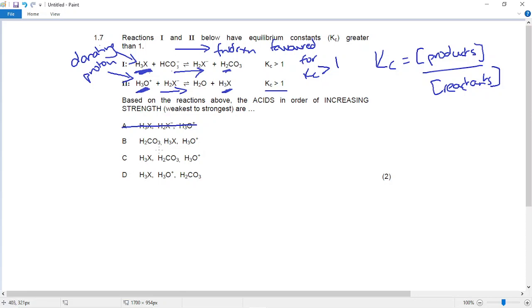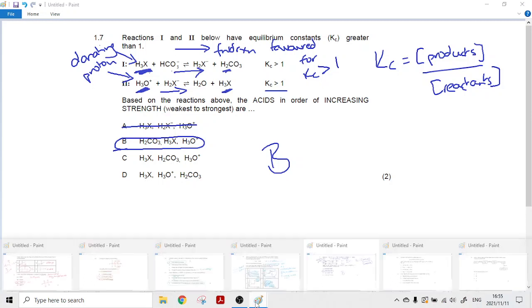So if H3X is stronger than carbonic acid, then this one is the only one that shows that the H3X is stronger than the carbonic acid. And then in the final reaction, it shows you that the hydronium ion is donating its proton to the H2X, forcing the H3X to form. So this makes sense that the strongest acid here is down as this hydronium ion. So the answer here is B, because you have to look at, Kc is telling you the forward reaction is favored, so who is the bossiest with their protons?